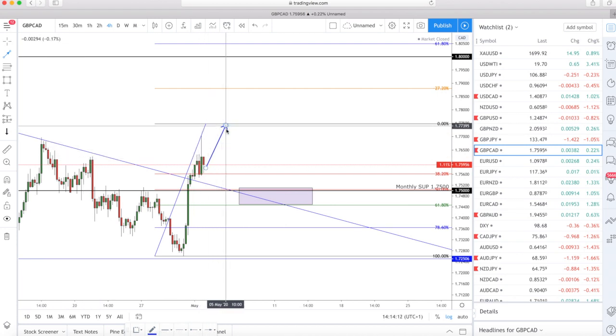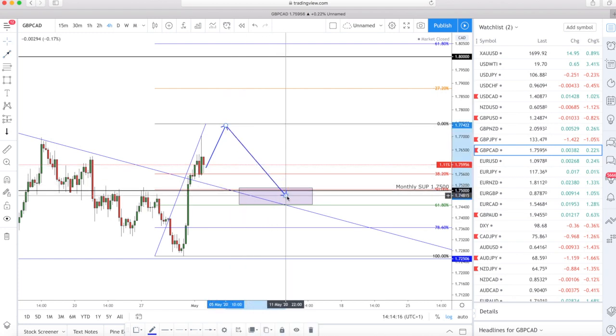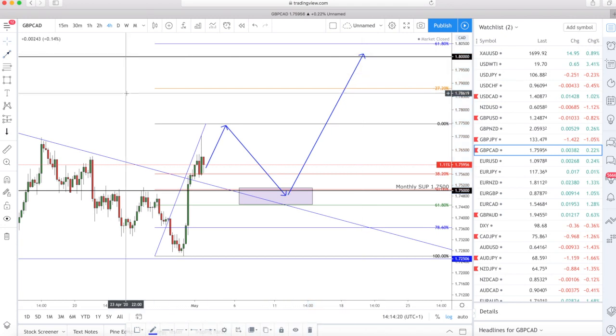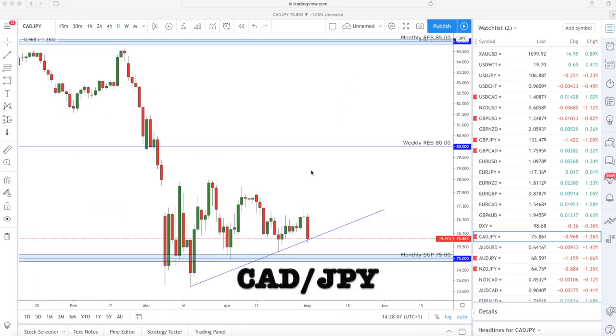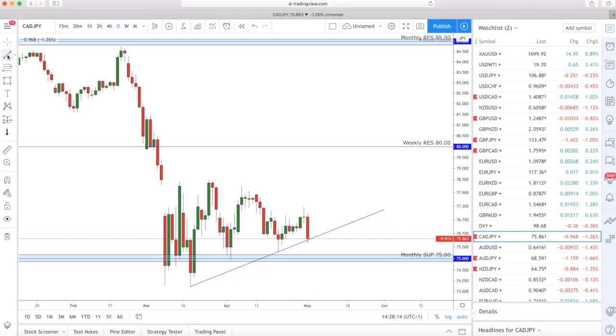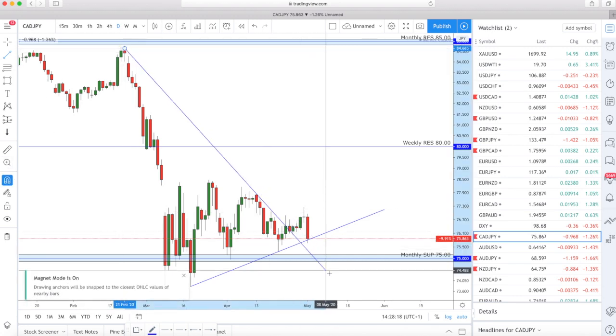So first of all, Monday, continue this bullish momentum. I'll be looking for this retracement down to these areas before then taking this pair higher. Moving on to CAD Yen. So we've got this trend line here that we're respecting currently. We also have this outer trend line as well on the daily, which we've broken out of.